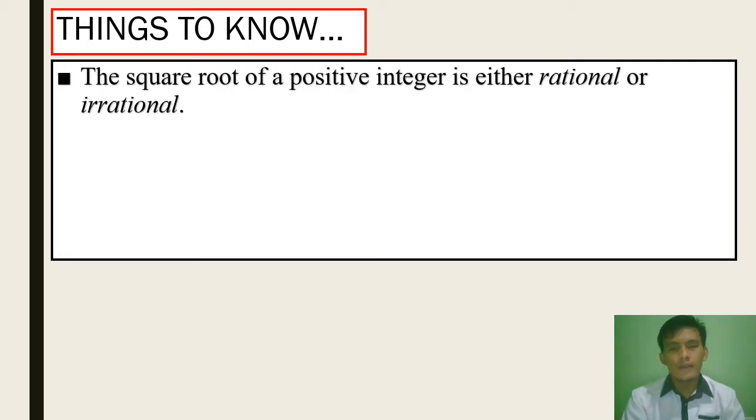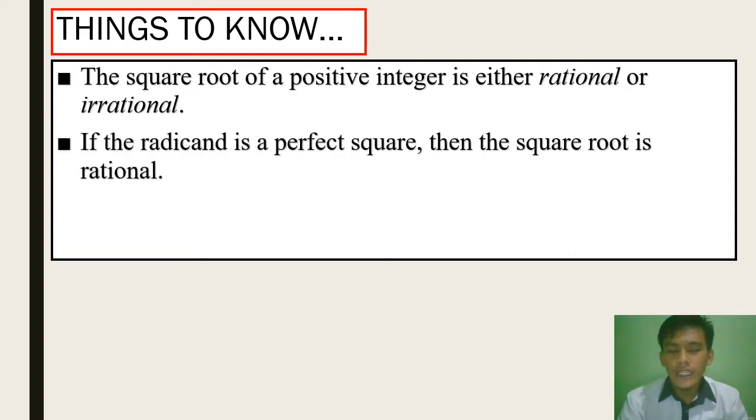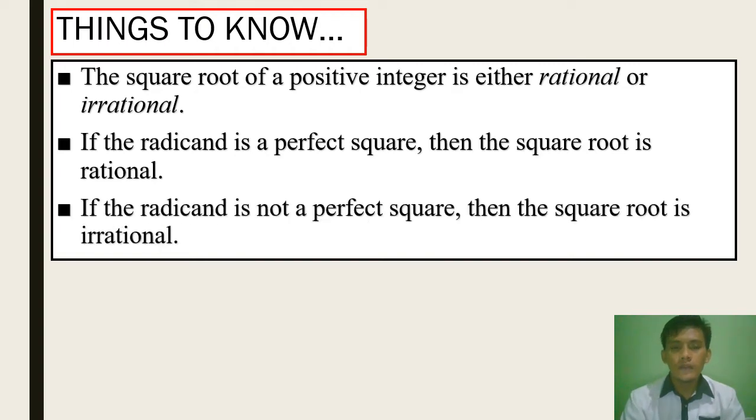The square root of a positive integer is either rational or irrational. Second, if the radicand is a perfect square, then the square root is rational. If the radicand is not a perfect square, then the square root is irrational. I think you already know what a perfect square is.